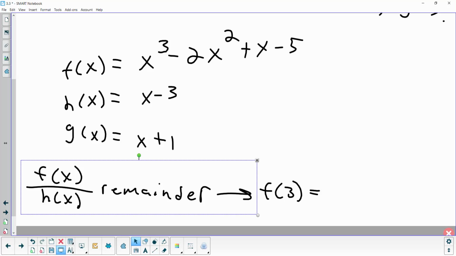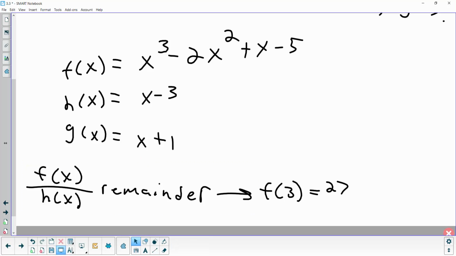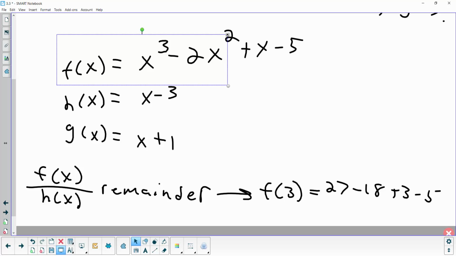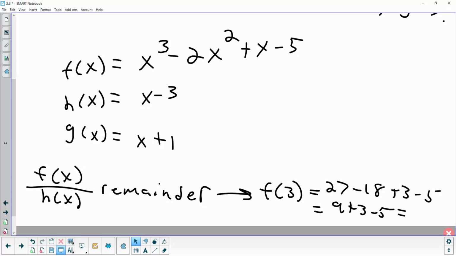So what do we get? 3 cubed is 27. 3 to the second power is 9 times 2 is 18. Plus 3 minus 5. So 27 minus 18 is going to give me, what, 9? Plus 3 minus 5. You always go left to right when you do addition and subtraction. That's 12 minus 5, which is 7.